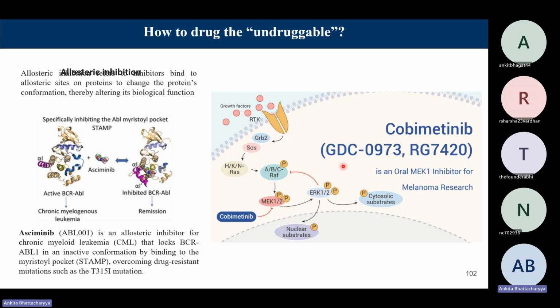Using an inhibitor for MEK1, which works in this cascade or inhibits this particular cascade, is going to shut down this process, and it has been extensively studied in the context of melanoma. These were just two examples, like asciminib and cobimetinib.